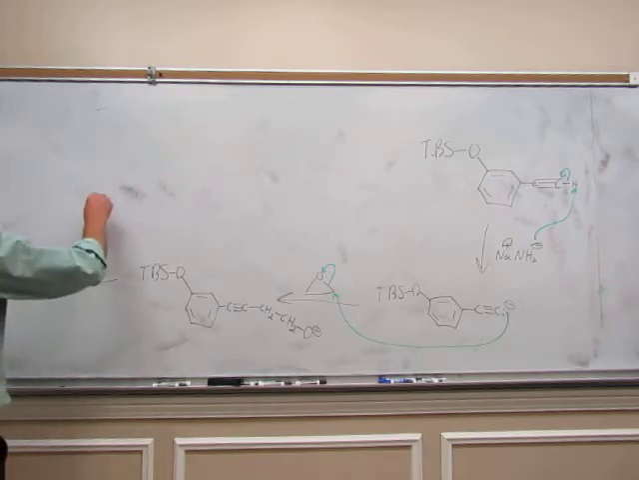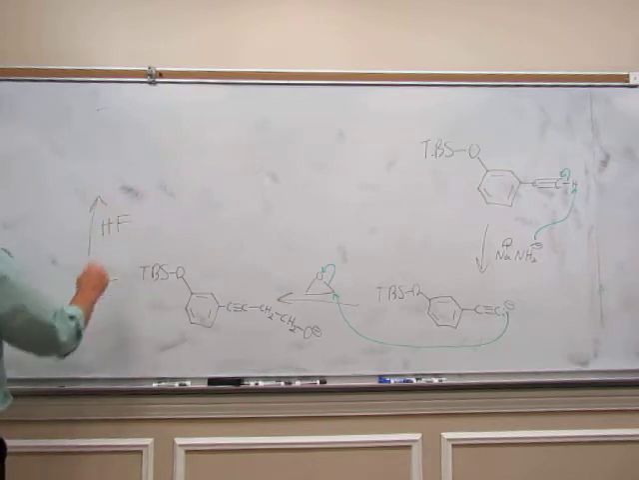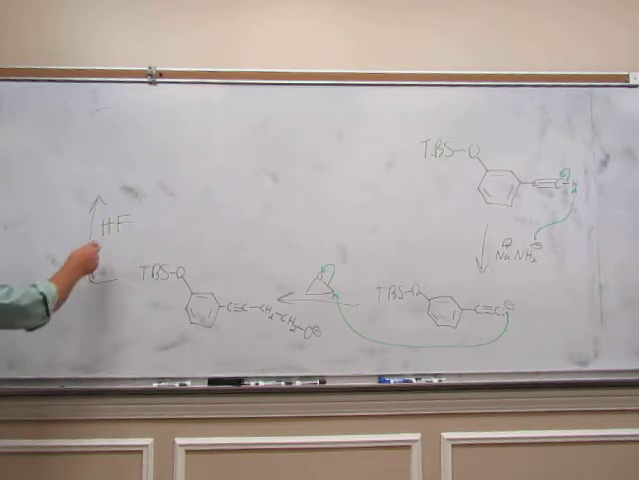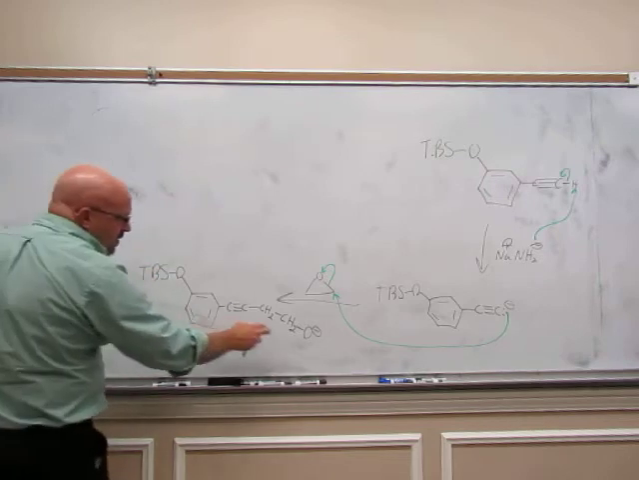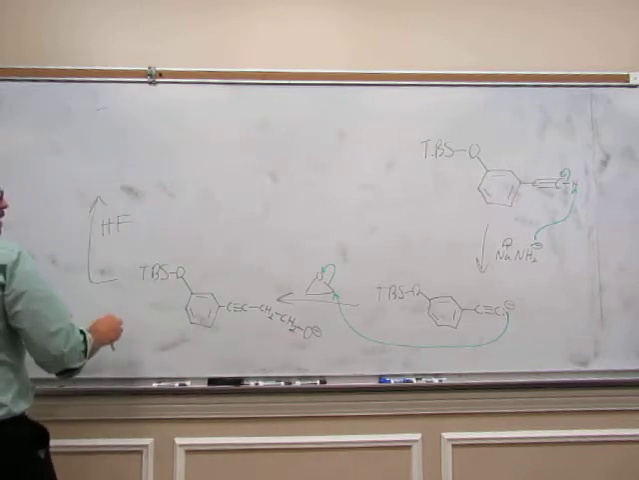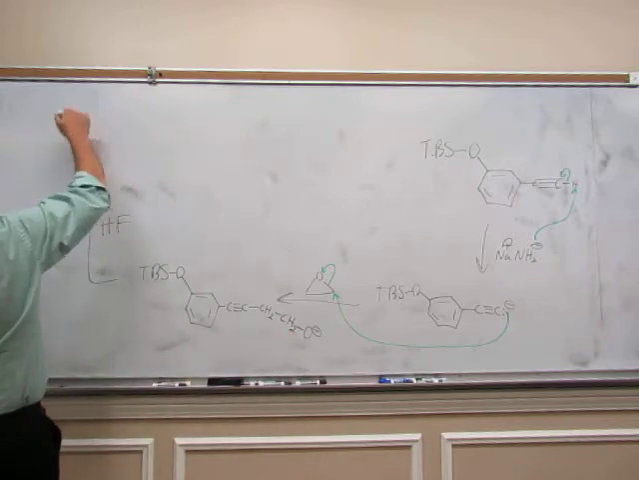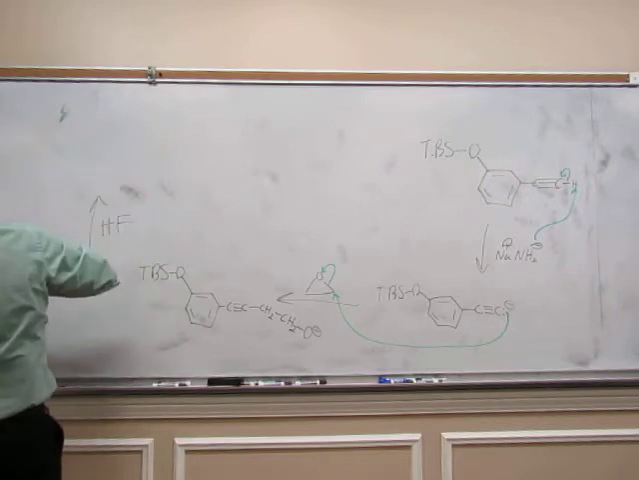Now, last step, we're reacting with HF. That's acid, so the fluoride is going to take off the protecting group. We've also got the acid to protonate our oxygen there. So we get our original alcohol back.